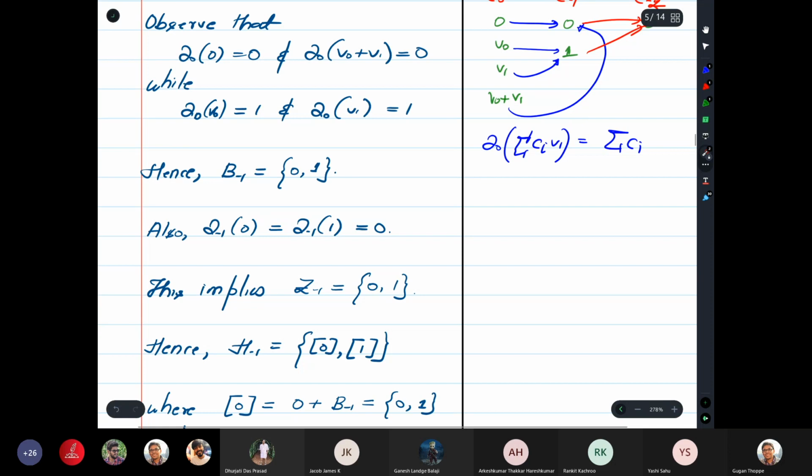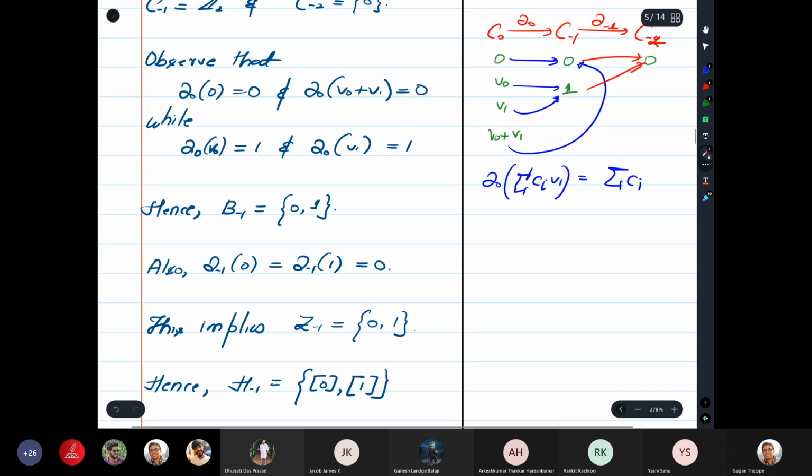Okay, so what we have observed is that B minus 1 turns out to be this, and Z minus 1 turns out to be this, right? So now let's look at what H minus 1 should be. It will be made up of the equivalence classes of these two elements, that is the equivalence class of 0 and the equivalence class of 1, right? Although we write it like this, it's always important to make sure whether these two equivalence classes are one and the same, or are different. That is something we always have to verify, right?